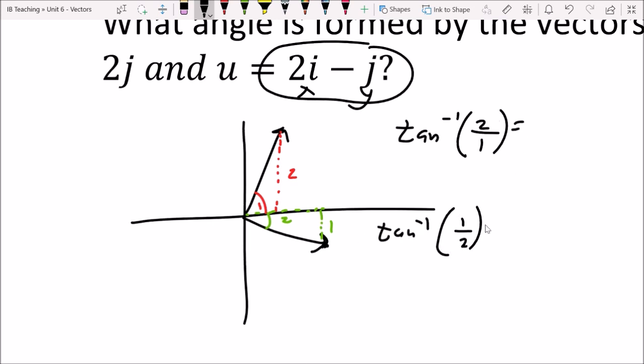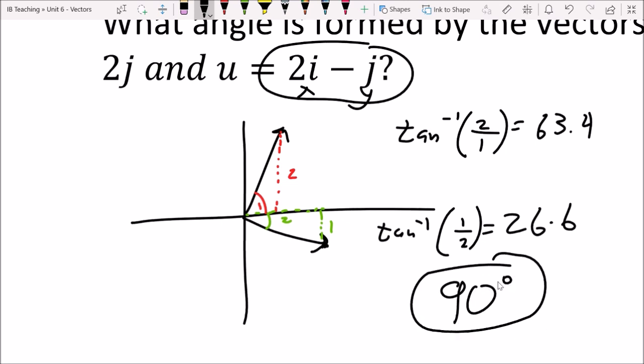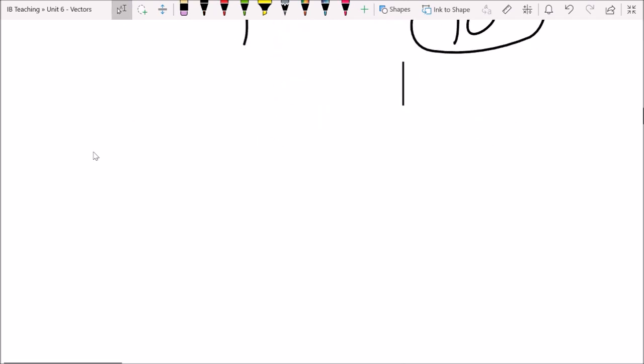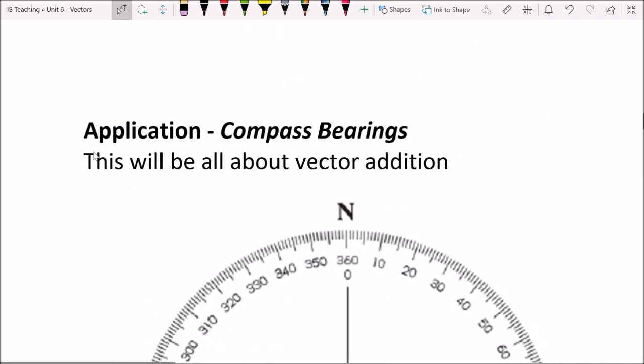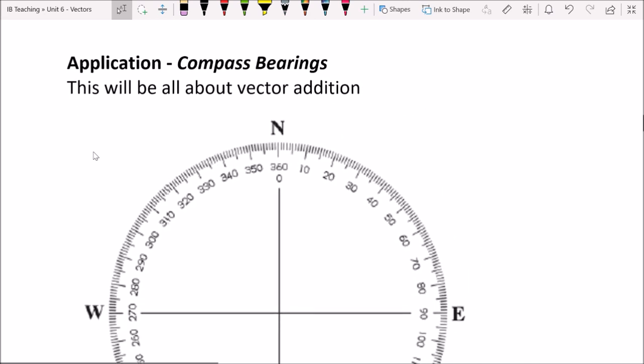I'm going to take a minute and type these in. Let's see what we get. For the first one, I get 63.4. For the second one, I get 26.6. Make sure you round them correctly. When I add those together, I get 90 degrees. That's the angle between the vectors. That's it. Now it's time for us to get into the exciting stuff, to see where the vectors really come to life a little bit.